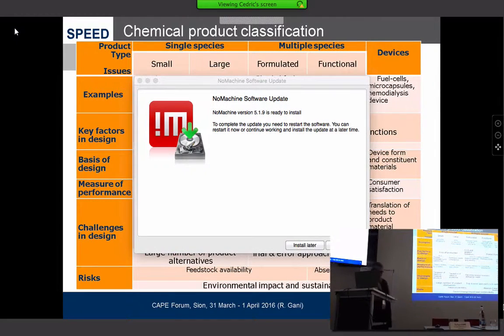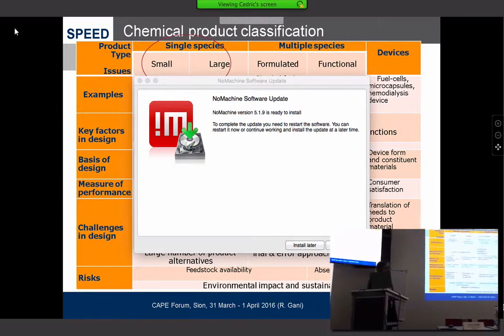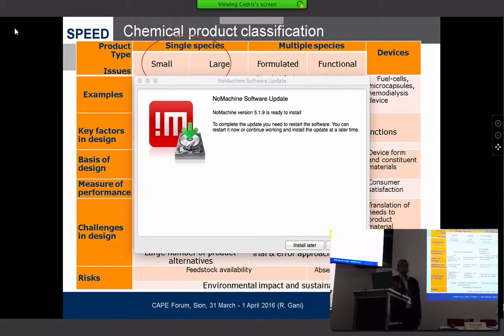So let me also show you a classification of products that we have made. The first type we call single species. It's single molecular type. It can be small molecules, it can be large molecules. Then multiple species, that's a blend or mixture. And then devices where chemicals are used for the operation of the device.